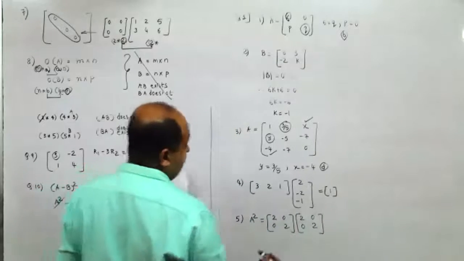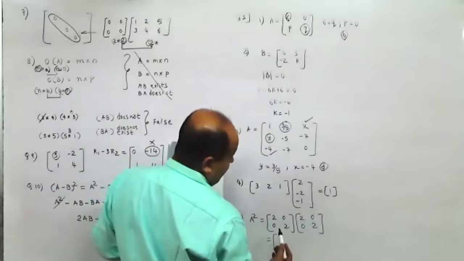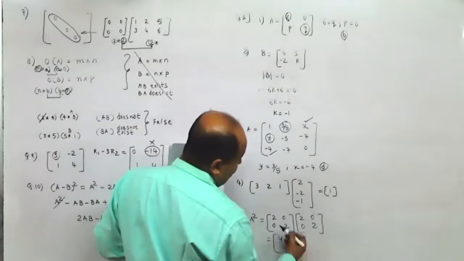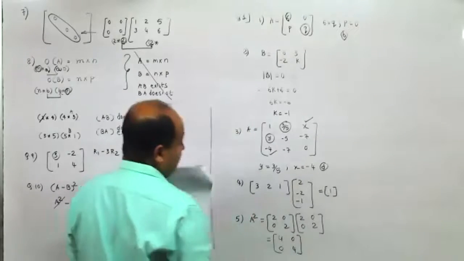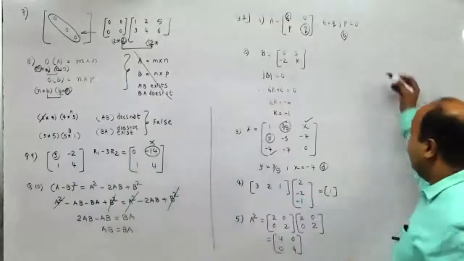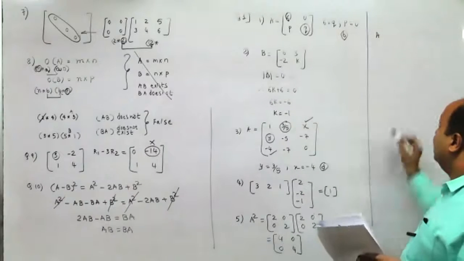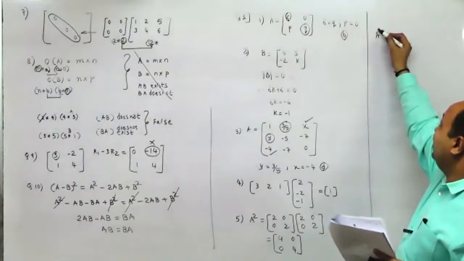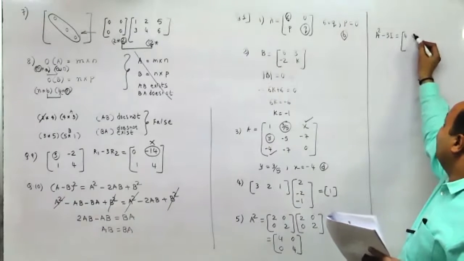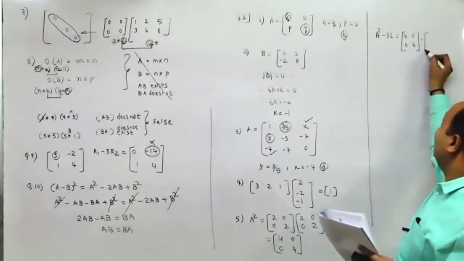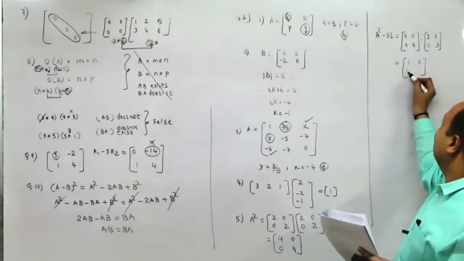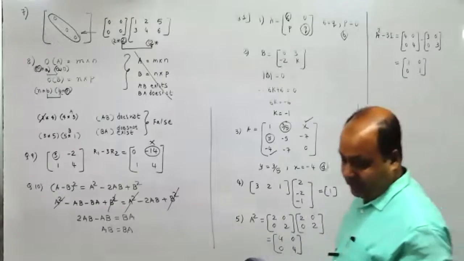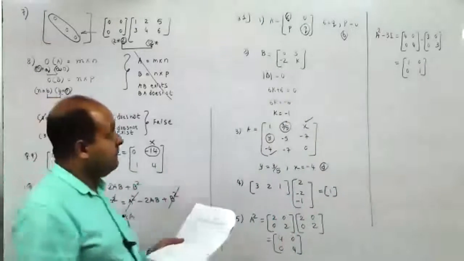Now A square is, this would be 2 into 2, 4. This would be 2 into 0 plus 0 into 2. This would be 0 into 2 plus 2 into 0. This would be 0 into 0 plus 2 into 2. A square is 4004. A square minus 3I equal to 4004 minus 3 into I. So 3003. So this would be 1001. So this is the identity matrix. Sir, it's correct.